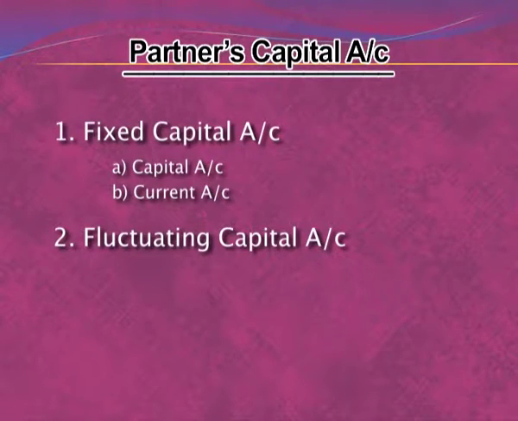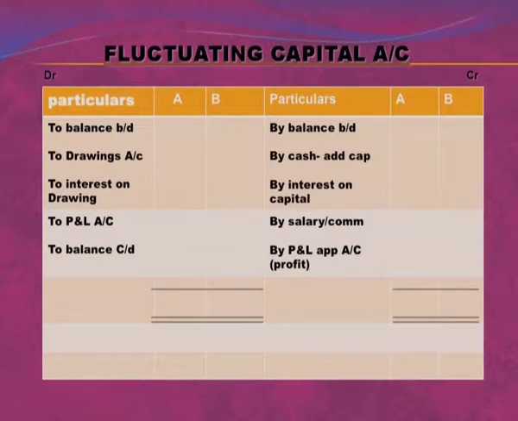Now let us move to the next account, that is the fluctuating capital account. Under fluctuating capital account, we will prepare only one account, and all those entries which we have divided into capital account and current account, all those entries will be transferred under the one account, that is fluctuating partners capital account. You can see on the credit side, by balance brought down, that is opening capital, by cash, that is additional capital, by interest on capital, by salary or commission, by P&L appropriation account, that is profit. All these entries will result in increase in capital. That's why it is written on the credit side.